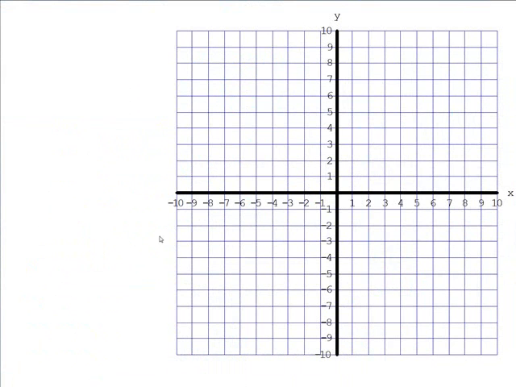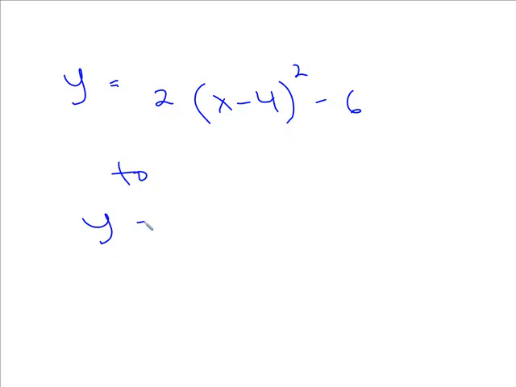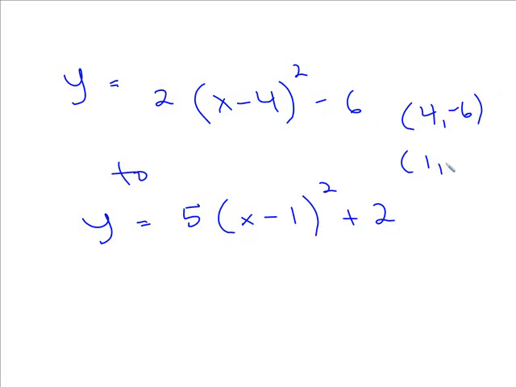So let's do an example real quick. Let's say we have y is equal to 2 parentheses x minus 4 squared minus 6, and then y is equal to, let's say, 5 parentheses x minus 1 squared plus 2. So first of all, let's find the vertex here. Vertex is 4, negative 6. Over here, the vertex is going to be 1, positive 2. Right, 1 and positive 2.